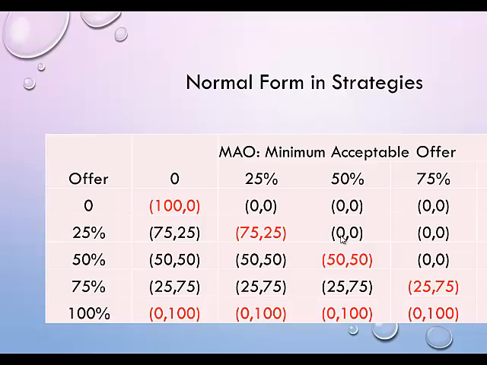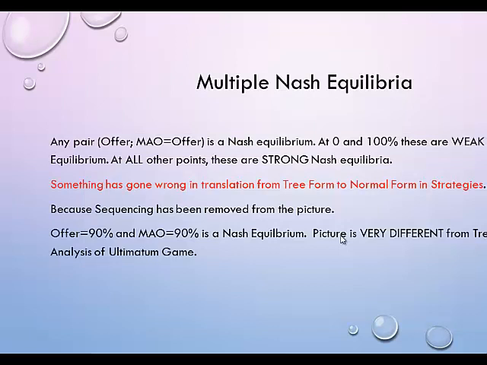If the first person offers him 100%, then of course for him acceptance is good, but this is a weak Nash equilibrium because the first person gets 0 regardless of what he does. So there are two weak Nash equilibria at both ends, either 0-100 or 100-0. These are weak Nash equilibria. Otherwise, all offers are a Nash equilibrium. So there are multiple Nash equilibria.